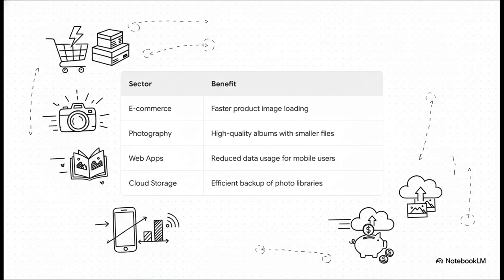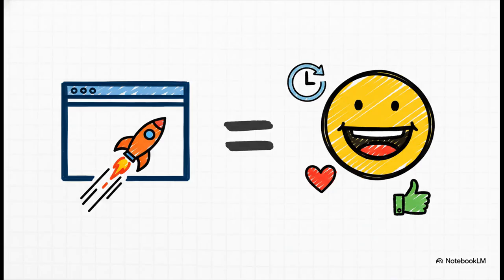If you're a photographer, you want your beautiful online portfolio to load instantly, not make people wait. For anyone using a web app on their phone, this means using less of their precious mobile data. And hey, for all of us, it means our photo backups take up less space in the cloud, which can save money. The benefits are everywhere. At the end of the day, it really boils down to this super simple equation. Faster pages equal happier visitors.